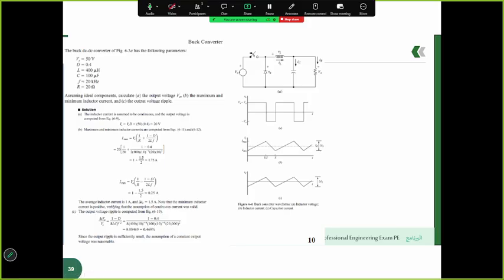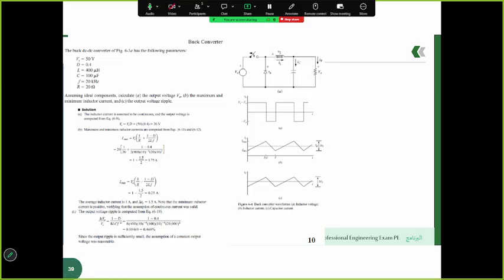Okay, this slide presents a clear and structured analysis of a buck converter, one of the most fundamental types of DC to DC converters. It uses a practical example to demonstrate how key performance parameters can be calculated from given circuit conditions. The specific parameters include an input voltage Vs of 50 volt and others. We have other information here.